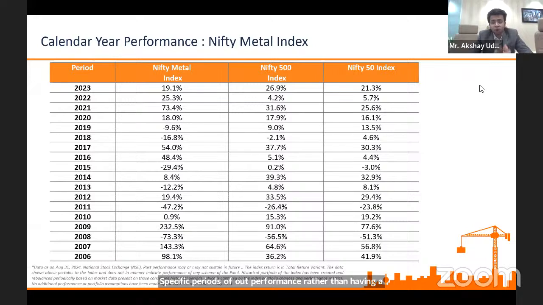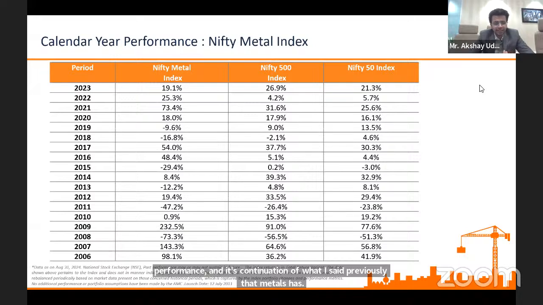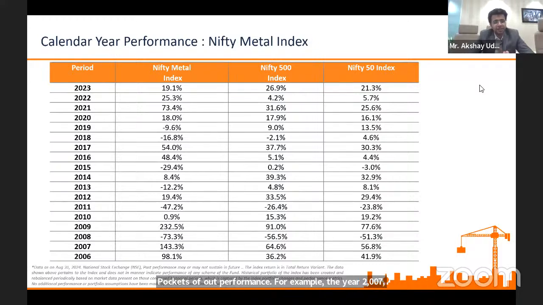So the next slide talks about the calendar year performance, and it's a continuation of what I said previously, that metals have pockets of outperformance. For example, in the years 2007 and 2009, the metal index generated returns of 230% and 143%. Just jump to 2021, the metal index has overall generated a return of 73.4%. Years like 2016 and 17, the index has outperformed the other broad-based indices by a very big margin. And why is it so?